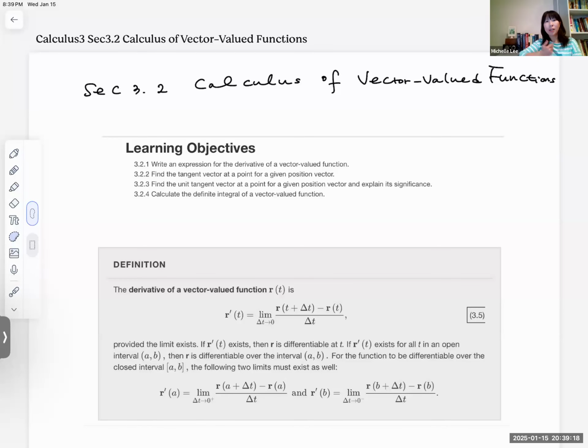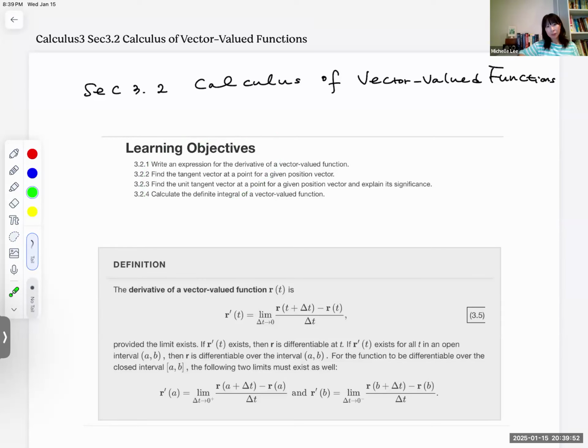Hello everyone. Today we're going to learn section 3.2, calculus of a vector valued function. Like in calculus 1, we learn about the derivative and then the integration. So we do the derivative of a vector valued function, and then we integrate a vector valued function in this section. Okay? All right, so let's do this one. We have a learning objective.